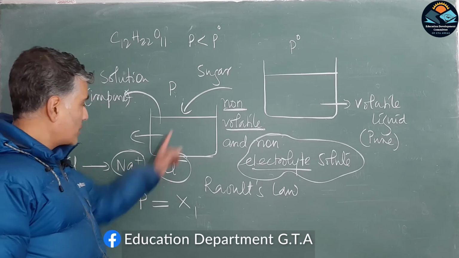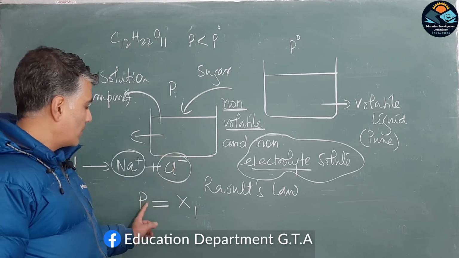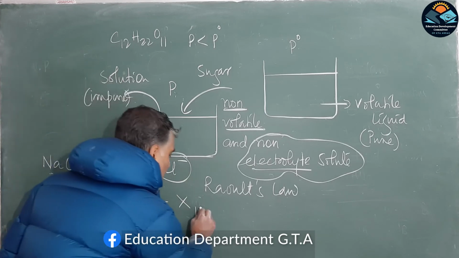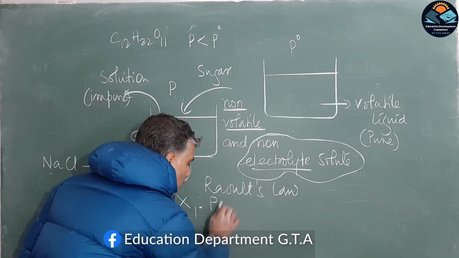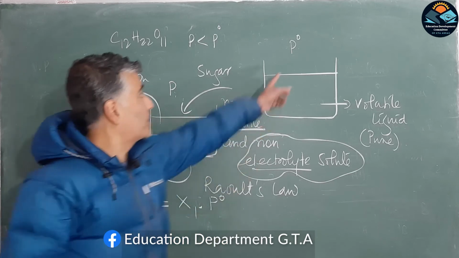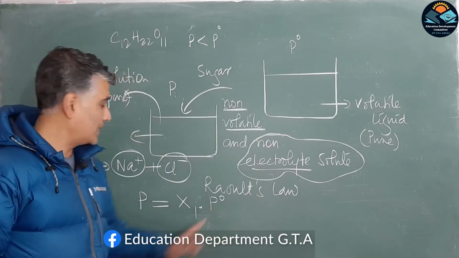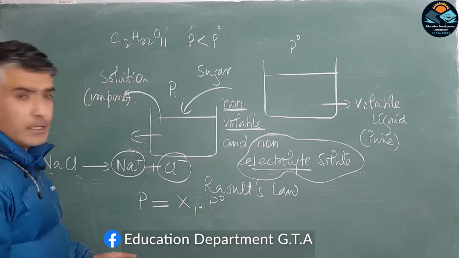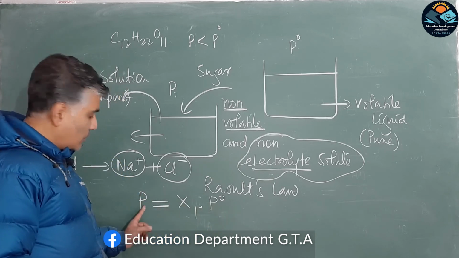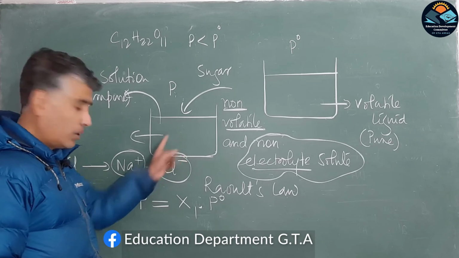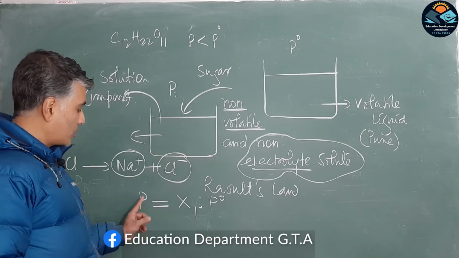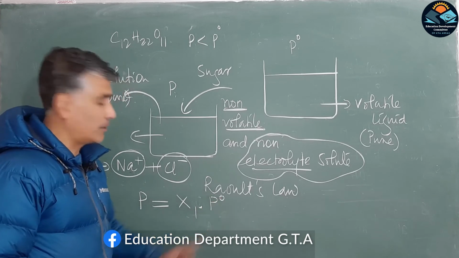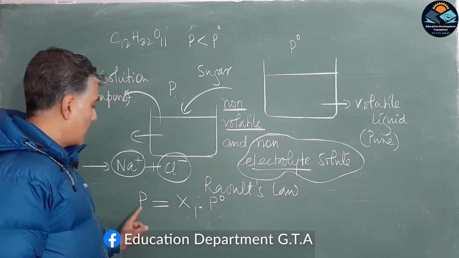So the vapor pressure of this solution is given by the product of the mole fraction of the solvent and the vapor pressure of the same solvent when it was pure. What was the vapor pressure of the solvent when it was pure? It is P degree. So is it exactly like the previous Raoult's law? It is, because it is the solvent which is forming the vapor pressure in the solution also. So if you are finding the vapor pressure of the solvent, you have to take the mole fraction of the solvent and the vapor pressure of the pure solvent. You have to multiply, and then you get this.